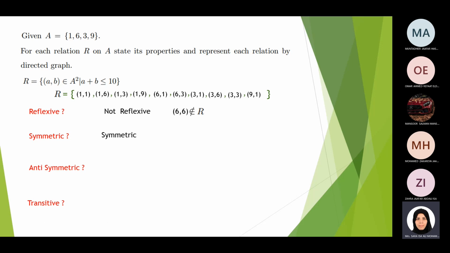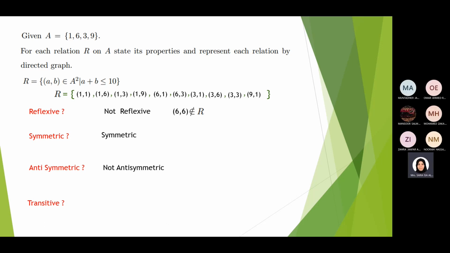And how to do that? You can prove it as a general case. Yes, you can, or instead of proving it, you can check all possible cases. Meaning 1 6 and 6 1 is there, 1 3 and 3 1 is there, 1 9 and 9 1 is there, 6 3 and 3 6 is there. So in this case it is symmetric. Or you can just write since A plus B is equal to B plus A, so it will be symmetric.